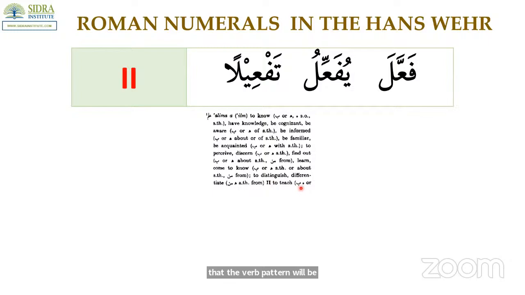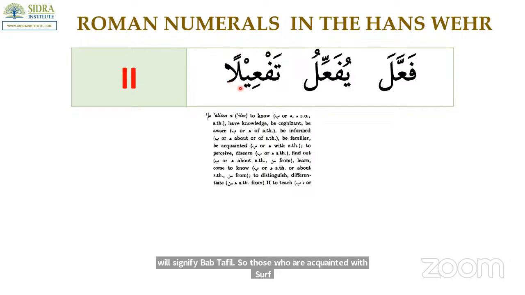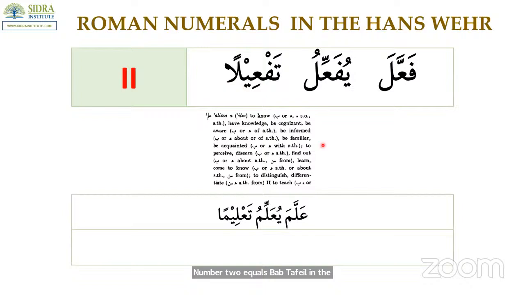Another example: you're looking under Jim, Ra and Ba. So you have jarraba, yujarribu, tajribatan, etc. Or allaqa, yu'alliqu, ta'liqan. If you look under Ain Lam Qaf and you see the number 2, that will signify bab taf'il. So for those acquainted with sarf, number 2 equals bab taf'il in the Hans Wehr dictionary. So we've got the format now: Ain Lam Mim number 2 signifies allama yu'allimu ta'liman.